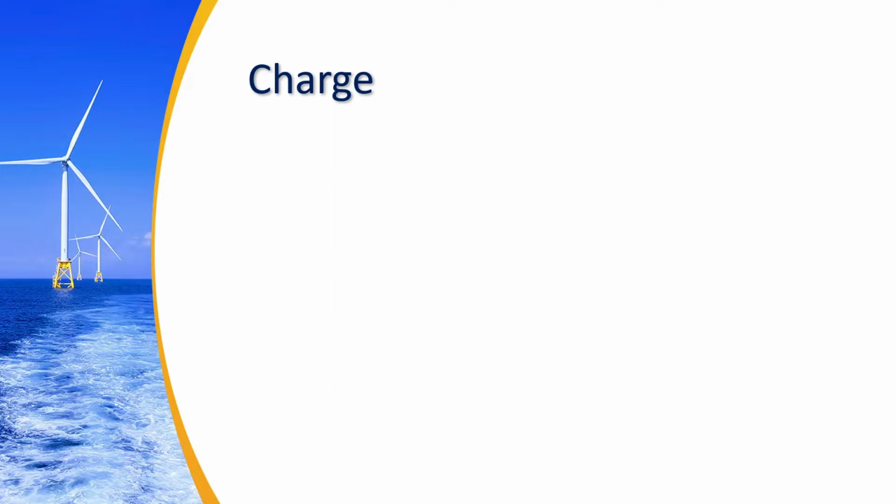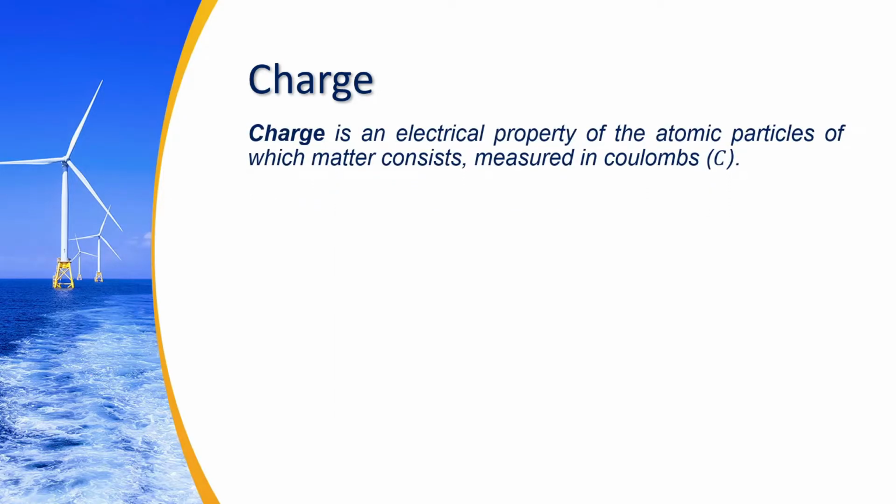Okay. So, what is charge? Charge is an electrical property of the atomic particles of which matter consists. It is measured in coulomb. The atom's protons account for the positive charge of the nucleus while the electrons account for the negative charge. Electrons have a negative sign, protons have a positive sign, but their charge magnitude is the same: 1.602 times 10 raised to negative 19 coulomb.